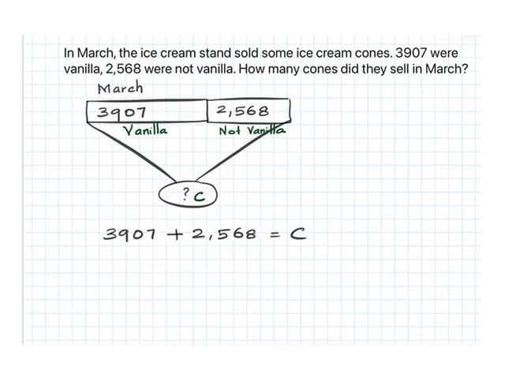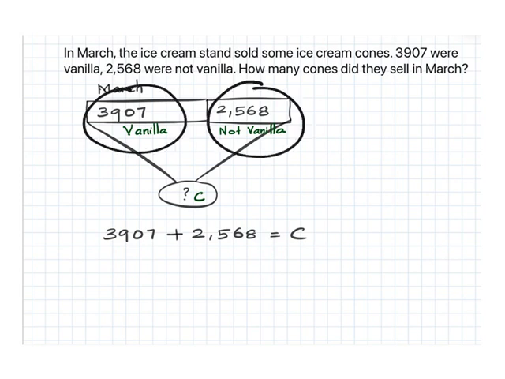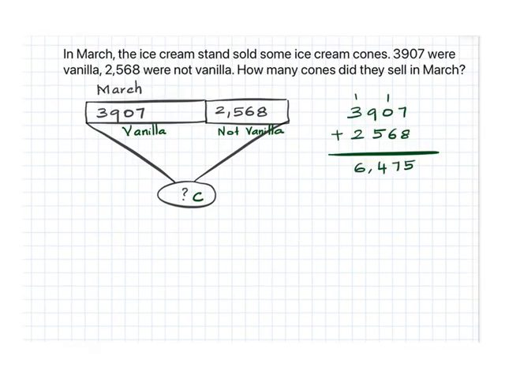So the equation is an addition equation. 3,907 plus 2,568 equals variable C. So that means this value plus this value will make the variable C. Now let us add the two values and find the answer.